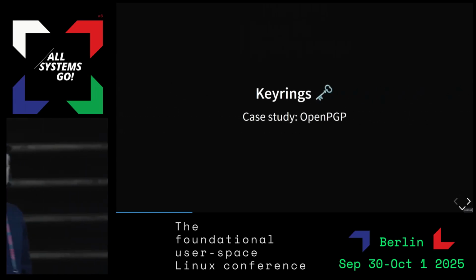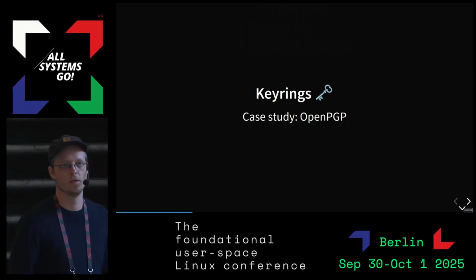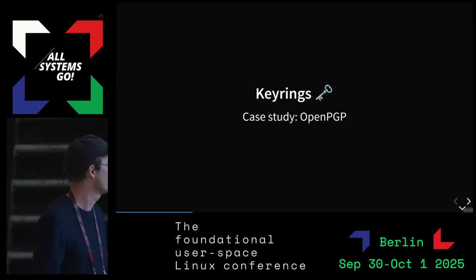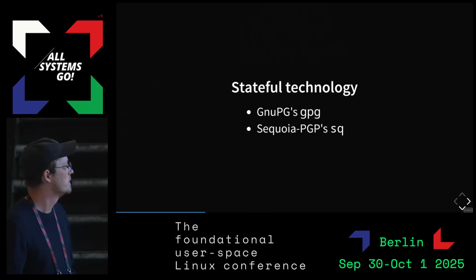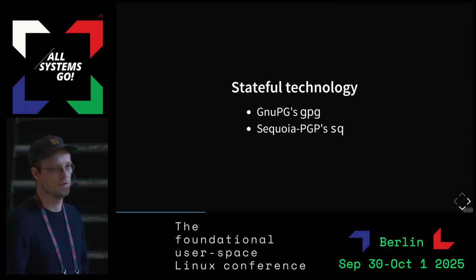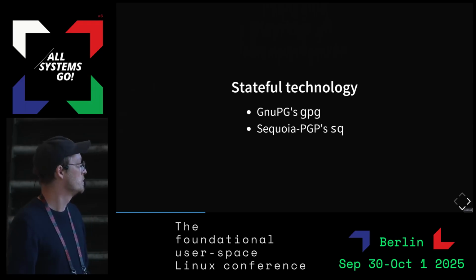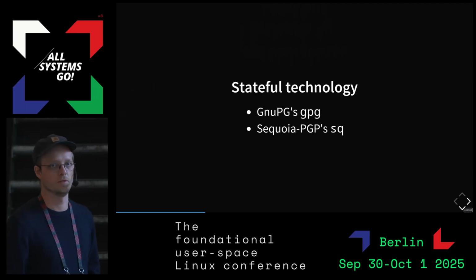When looking into keyrings, or what I refer to as stateful keyrings, the go-to technology these days still is OpenPGP. It has been around for many, many years and has gone through a lot of changes over the years as well. Stateful technology in that case is most definitely GNU-PG's GPG, but also Sequoia PGP's SQ, which has its own sort of stateful keyring, or key store format, that is used all throughout everything we use every day.